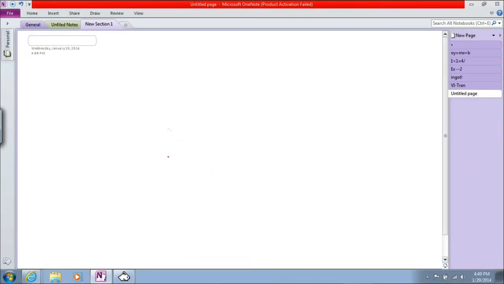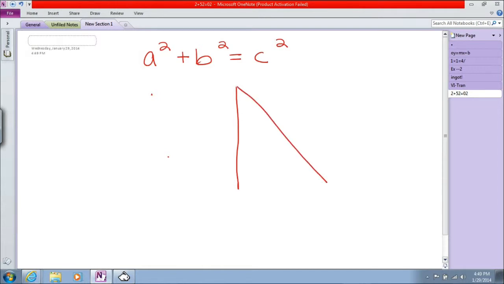Let's go to the Pythagorean Theorem. So if you go to my computer screen again, the Pythagorean Theorem, the formula is a squared plus b squared equals c squared. And what it's used for is to find missing side lengths of right triangles.